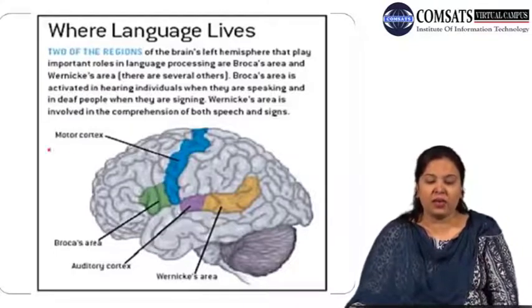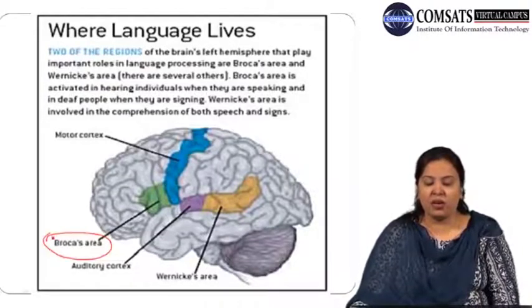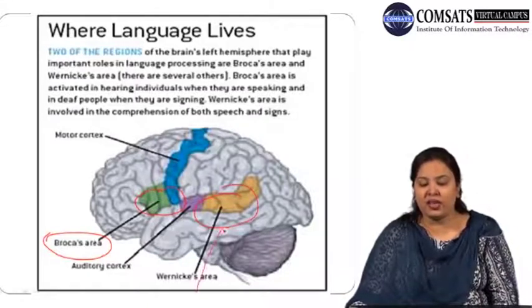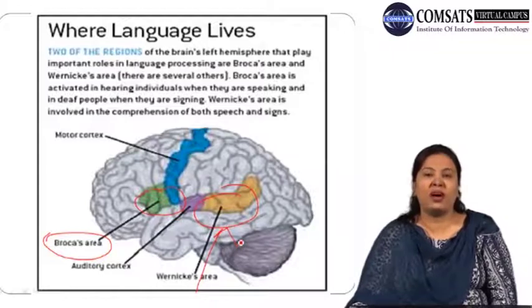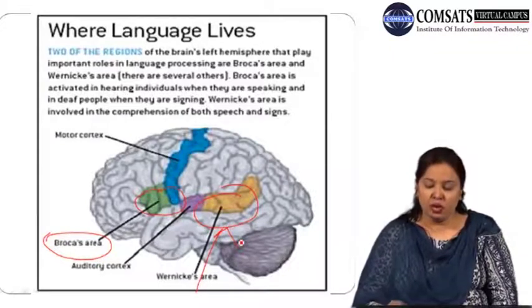And in this figure you can clearly see, this is Broca's area, once again this part, and this is Wernicke's area. So these are the two important parts of the brain with respect to language.